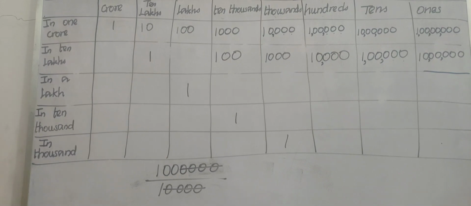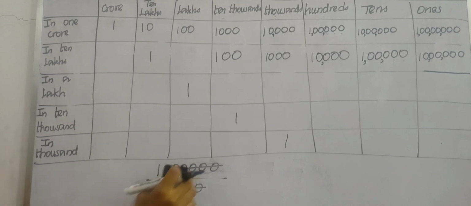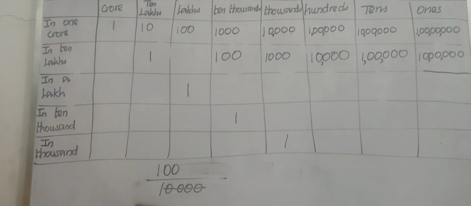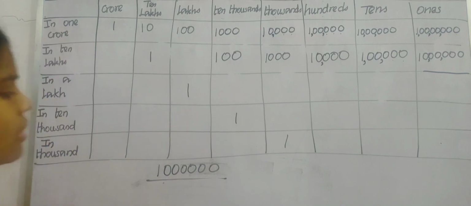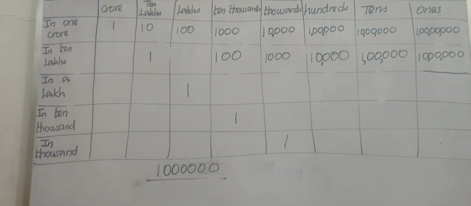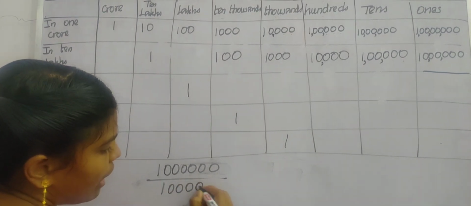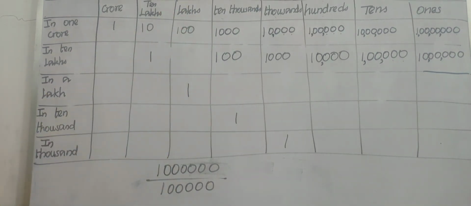Okay, children, and then let us find for lakhs. So 10 lakhs is the smallest 7-digit number. 1, 2, 3, 4, 5, 6, 7. So we are going to find for lakhs. A lakh is a 6-digit number: 1, 2, 3, 4, 5, 6. Okay, lakh is the smallest 6-digit number.